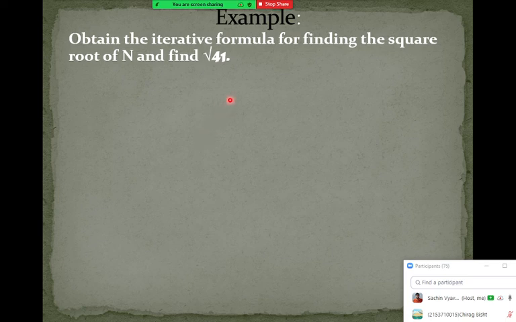Come to the part here. Our aim is to get the square root of N. So can anyone tell me what should be our f(x)? What should be the f(x)? x square minus N equals 0. Very good. So this is the main part. The equation is not given. We have to derive it.